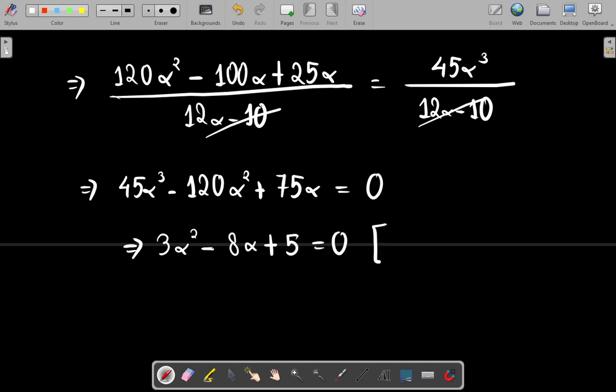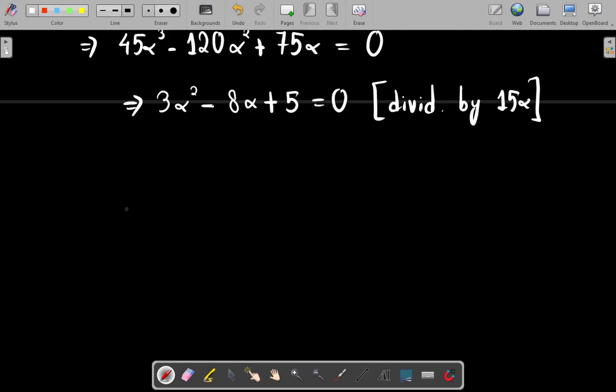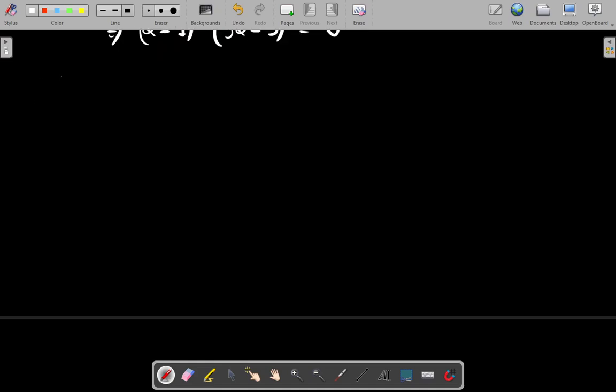Okay, dividing by 15 alpha. Okay, so we have 3 alpha square minus 8 alpha plus 5 equal to 0. So this can be factorized as alpha minus 1 times 3 alpha minus 5. 3 alpha square minus 3 alpha minus 5 alpha, that is minus 8 alpha plus 5. Okay, so we get two values of alpha now. So we get alpha equal to 1, or we get alpha equal to 5 upon 3.